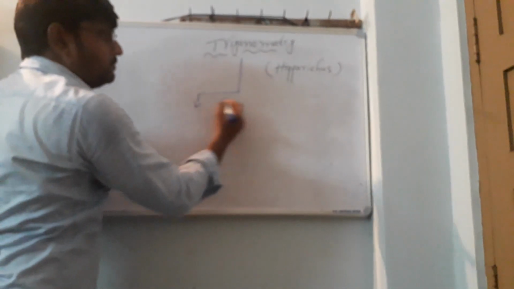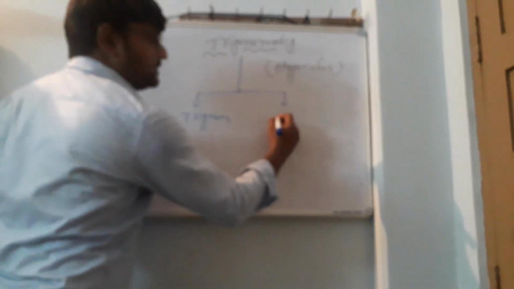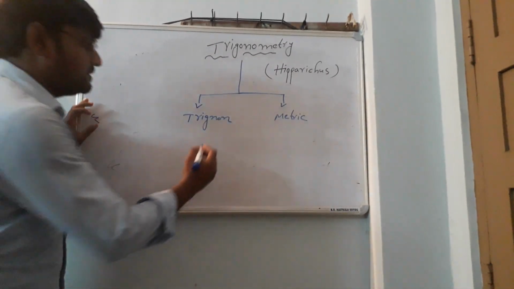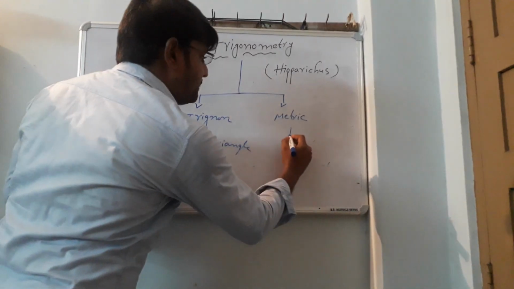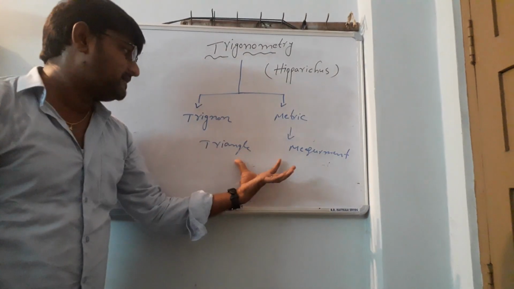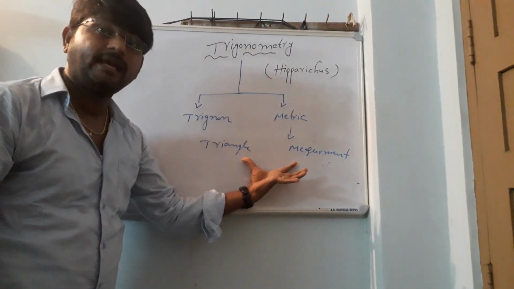The word trigonometry is derived from two Greek words. The first one is trignon and the second one is metric. Trignon means triangle and metric means measurement. So trigonometry means triangle measurement. Hipparchus introduced the trigonometry lesson. The trigonometry meaning is triangle measurements.